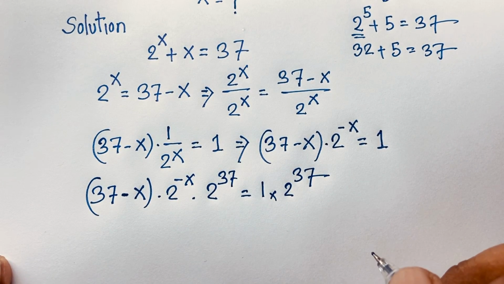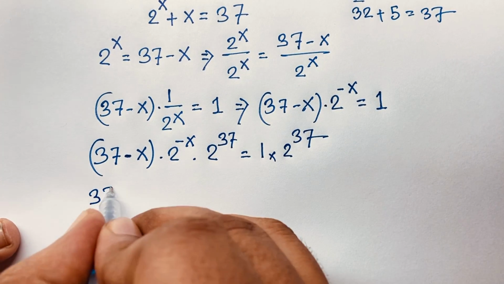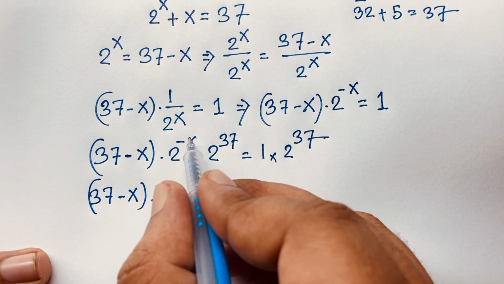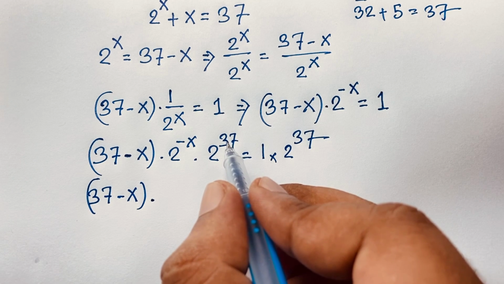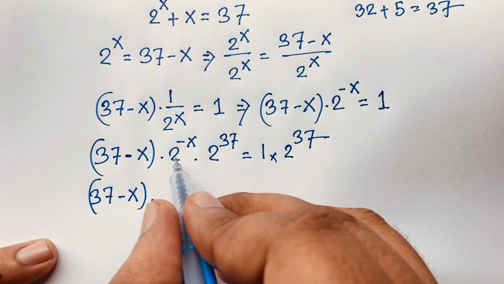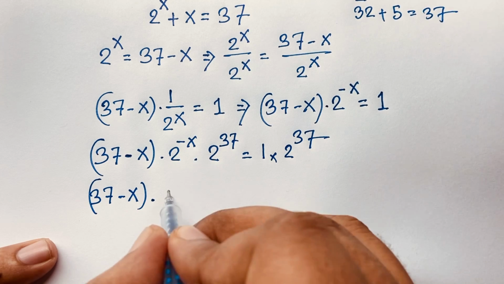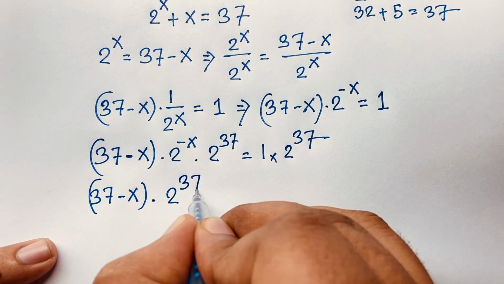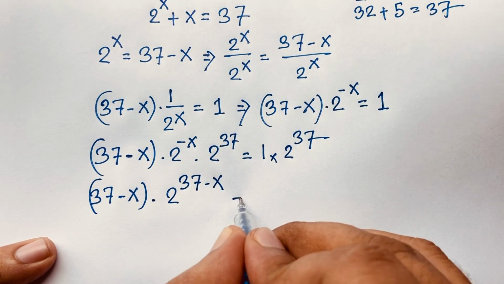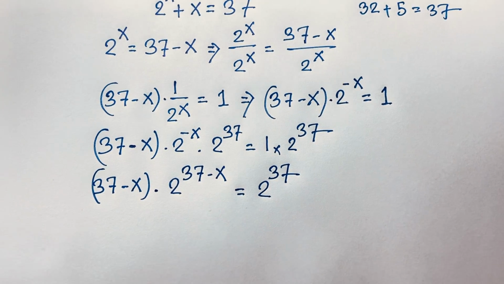I multiply both sides 2 to the power 37. So you can easily hear 37 minus x times, then here 2 to the power minus x times 2 to the power 37. But here 2, this is 2. So you can easily hear our base is same. So if I apply this exponential formula, it will be 2 to the power 37 minus x. I add this value because of that base is same. And here 2 to the power 37. 1 times this, it will be 2 to the power 37.